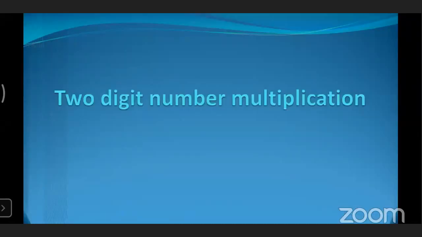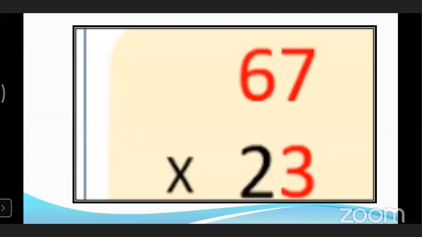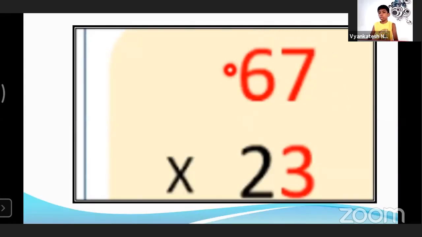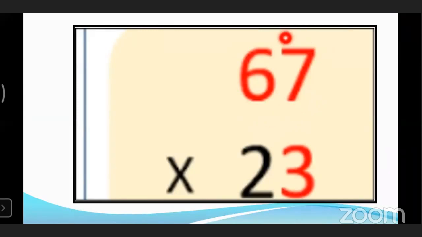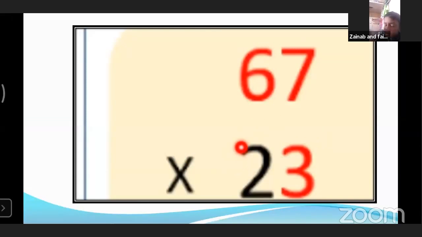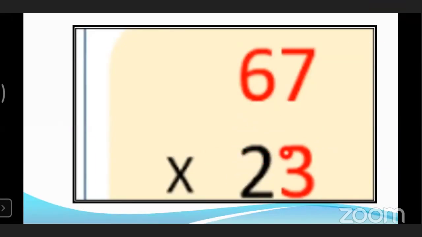Now let's move to solve 2-digit number multiplication. Now, students, can you read this number? 67. Very good. 67 multiplied by which number? 23. Yes, very good. 67 multiplied by 23. So let us multiply this 2-digit number.